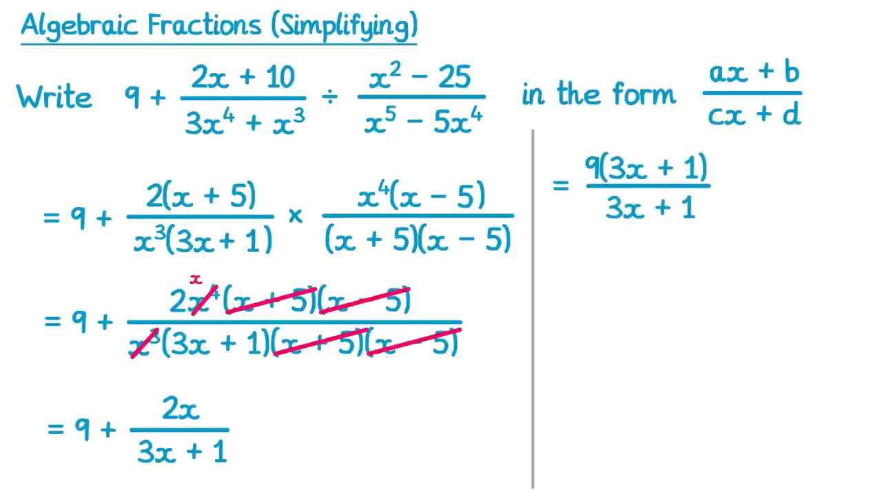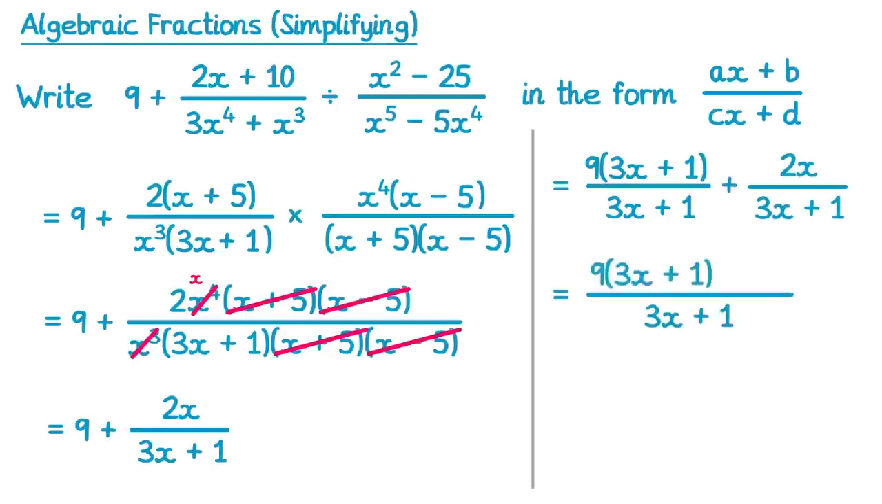And then the second fraction is already over 3x plus 1. Now we can combine these into one fraction since they have the same denominator. So on the top we have 9 lots of 3x plus 1, and then plus 2x. We can expand out this bracket. 9 lots of 3x plus 1 is the same as 27x plus 9. And then we can just simplify the top. We have like terms 27x and 2x. If you add 27x and 2x, you get 29x. And then there's plus 9.